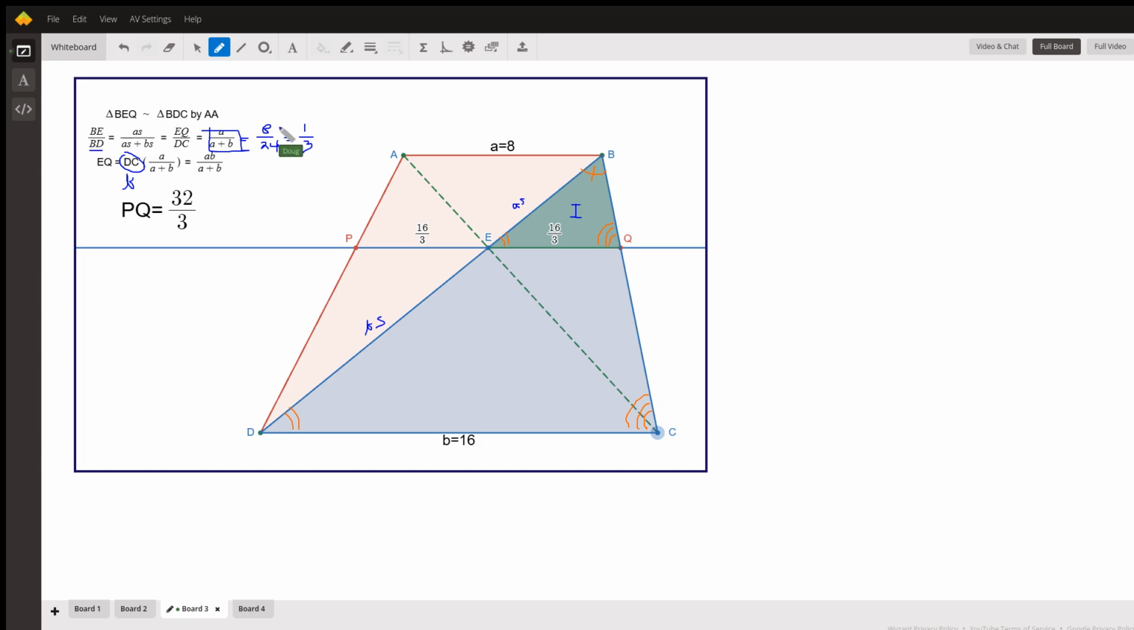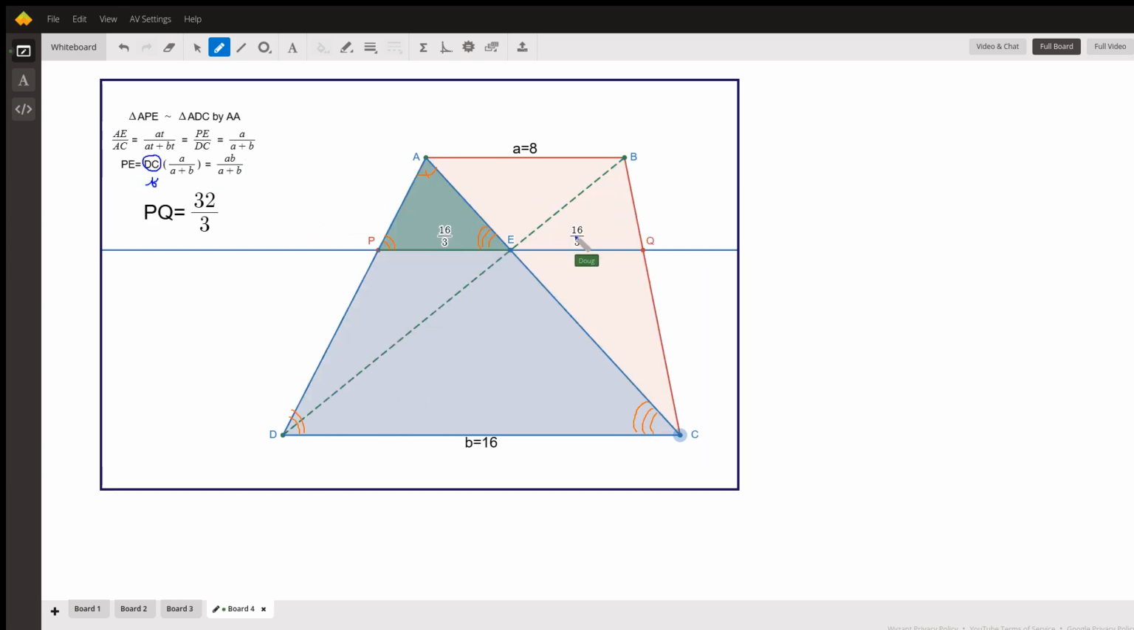In this particular case, that reduces to 1/3, 8 over 24. And now if we multiply both sides by DC, we get the length of segment EQ. DC is really represented by the letter B. So there's the length of segment EQ, AB over the quantity A plus B. And we're going to get the same thing over here. That means E is always the midpoint of segment PQ.